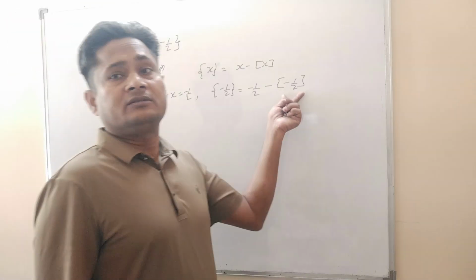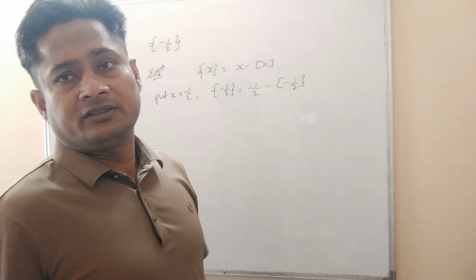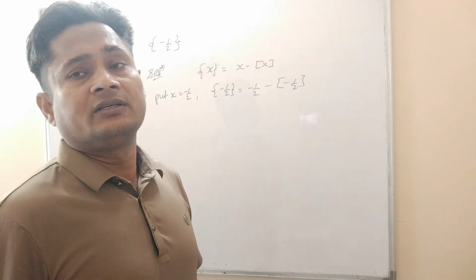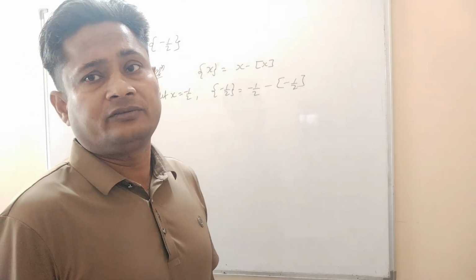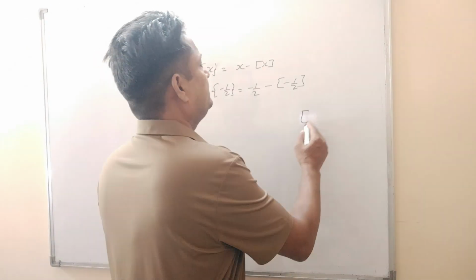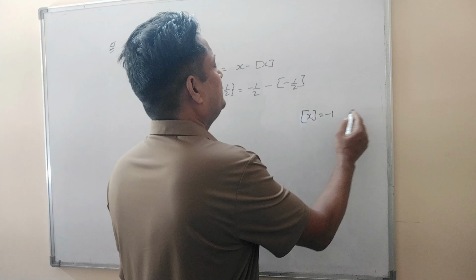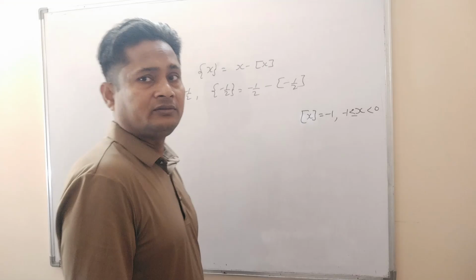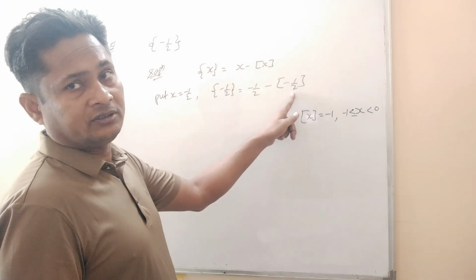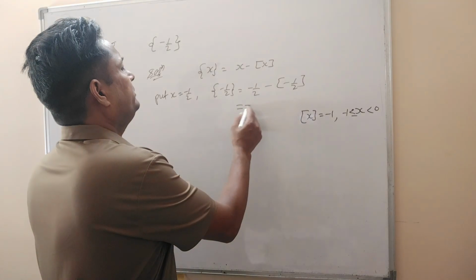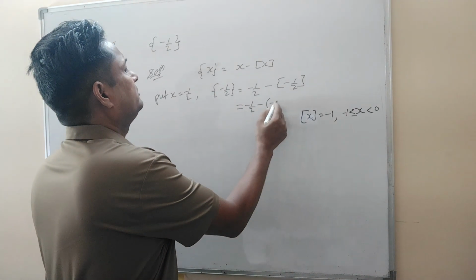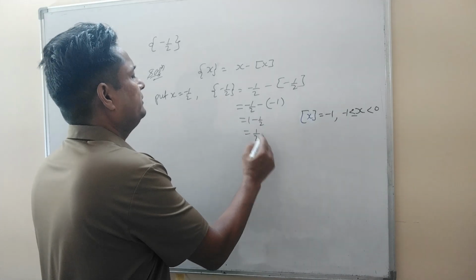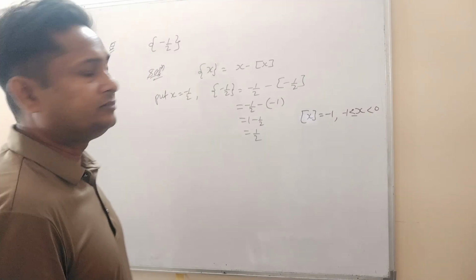And you know the property of the greatest integer: if x lies between minus 1 and 0, the greatest integer will give the value minus 1. So this will be minus half minus minus 1, so this will be 1 minus half. That means it will give the value 1 by 2.